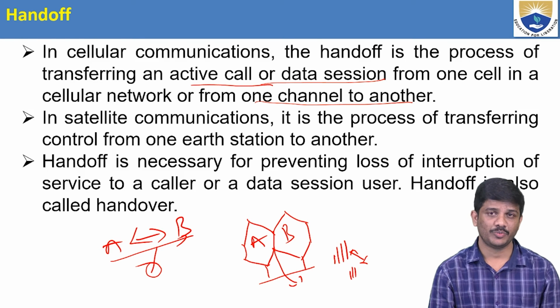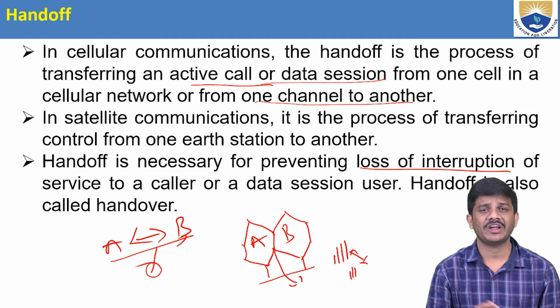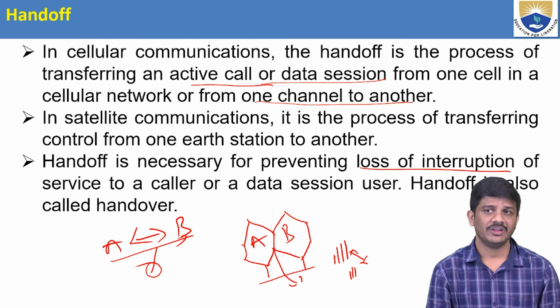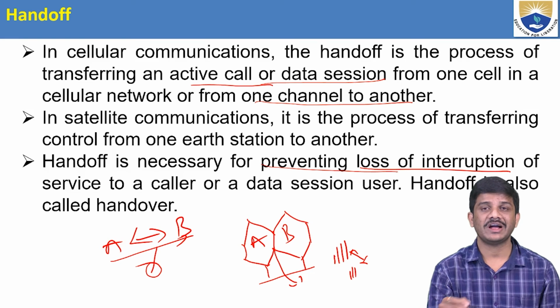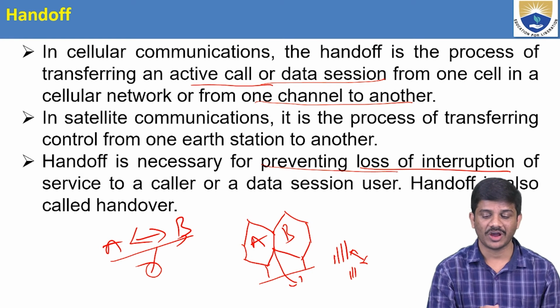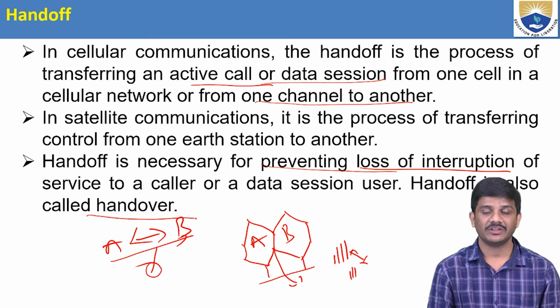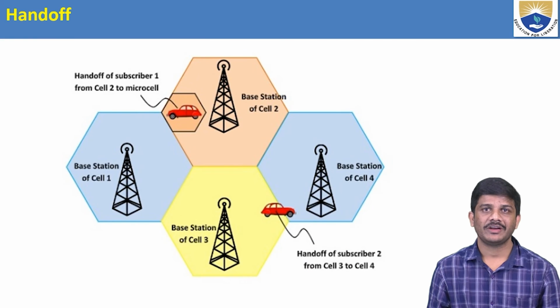This is the handoff procedure. It is necessary for preventing the loss of service due to interruption. What is interruption? Without a handoff procedure, what will happen? The signal will drop and sometimes the call will also disconnect. When we go with the handoff procedure, we are preventing the loss of service to a caller or of the data session to a user. This is also called handover. For that purpose we go with this handoff procedure, and we will also see the different types of handoff procedure.